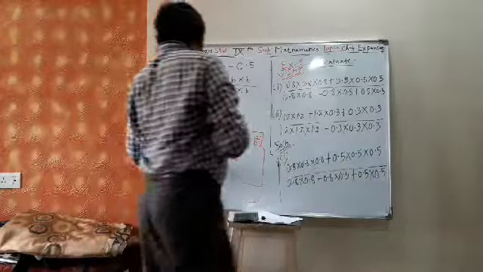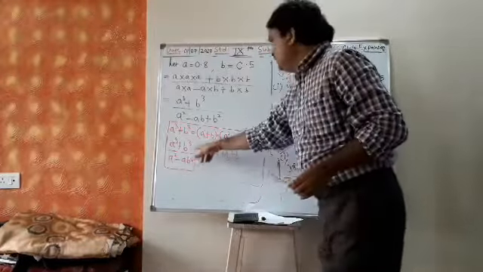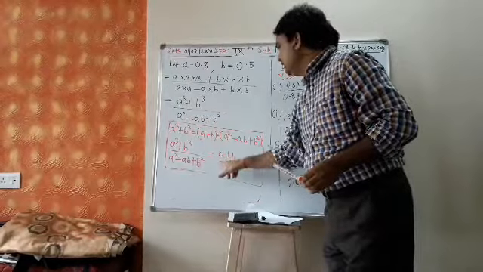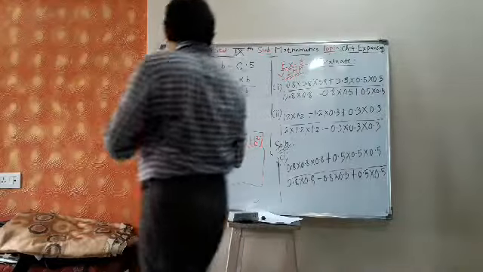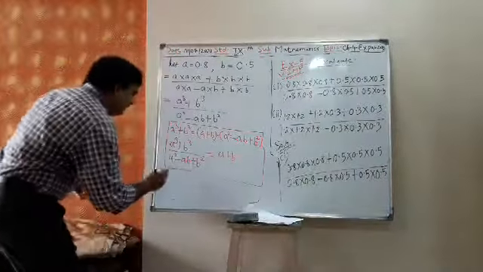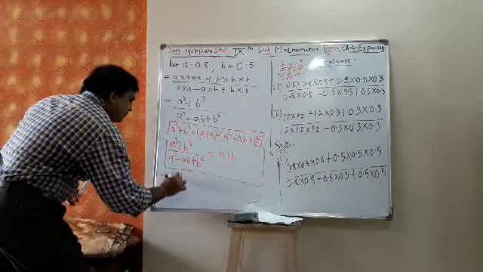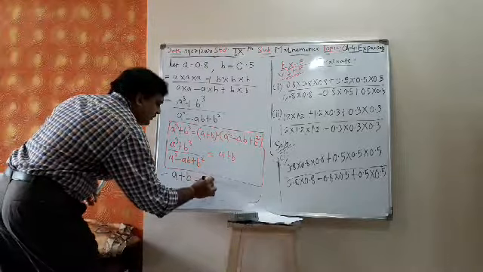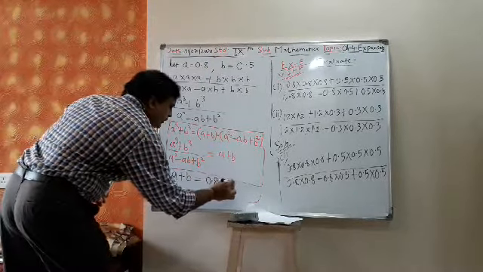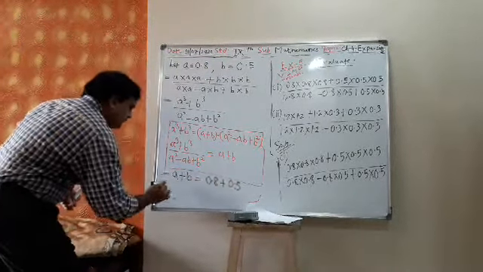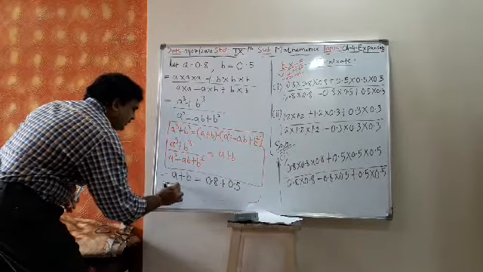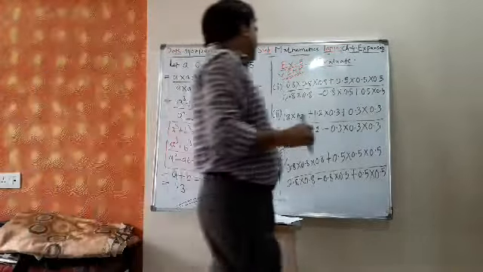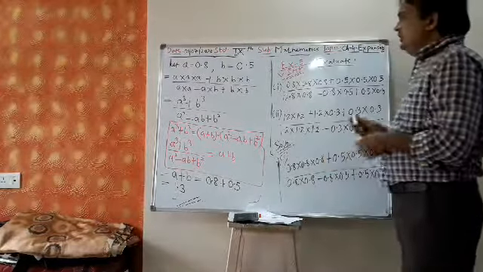No, this I am writing in the formula. What is the value of A cube plus B cube upon A square minus AB plus B square? This is nothing but A plus B. So this value is finally A plus B. And what is A? A is 0.8, B is 0.5, 0.8 plus 0.5 is 1.3. The answer of this is 1.3.